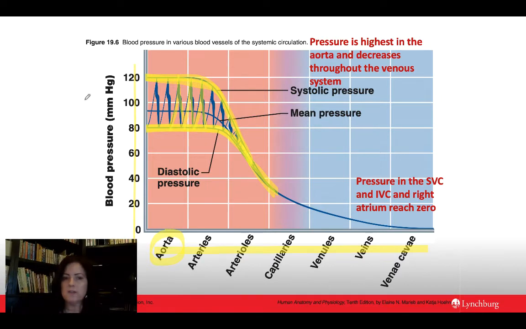So just some trends to see. We've seen this pressure curve a lot, realizing that pressure is highest in the aorta, and then it's going to fall as we travel through the circulatory system all the way down to zero. So when we get to the right atrium, that pressure is zero, and what that does is it creates that nice pressure gradient where we're traveling from a very high pressure to a very low pressure, and that's what ensures blood flow throughout our circulatory pathway.